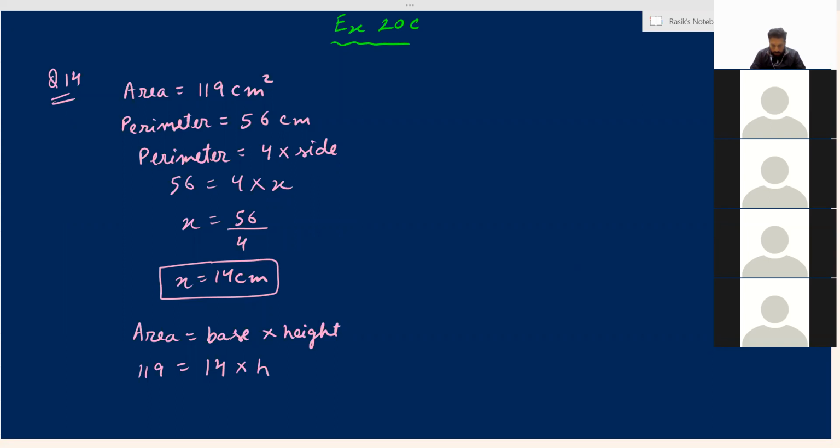Height is maybe... What is the height? Sir, 8.5. 8.5 is absolutely right. 119 upon 14 is equal to 8.5 centimeters. Question 14 is over.